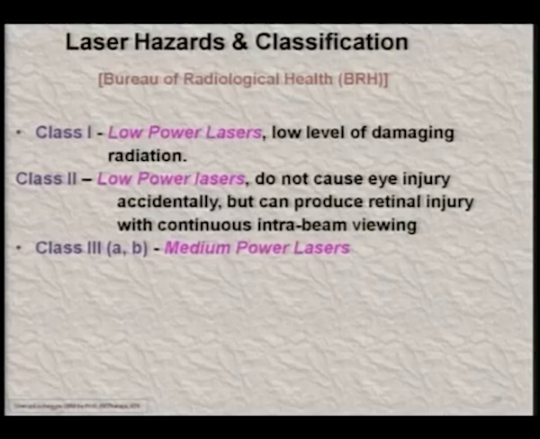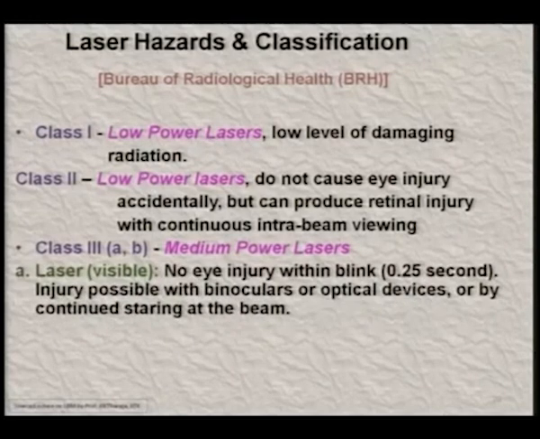Then there is class 3 laser, which is the medium power laser, a laser which is visible, which you can see with the eye, with no eye injury within the blink time of 0.25 second. That means, if the laser touches your eye for a very short period, say 0.25 seconds, there will be no injury. Injury is possible with binoculars or optical devices or by continued staring at the beam.